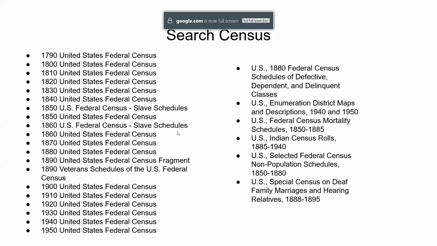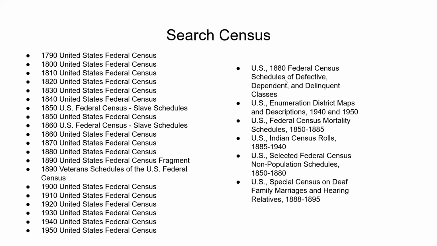So as far as the census goes, these are all the censuses that I have been able to find on HeritageQuest. There may be more because everyone's always adding stuff, so don't be surprised if you find more. But these are the basic ones that are there. You have all of your federal censuses, you have slave schedules. There is actually part of the 1890. This is the fragmented one that burned. So if you were one of the lucky people that had your census not burned, more power to you.